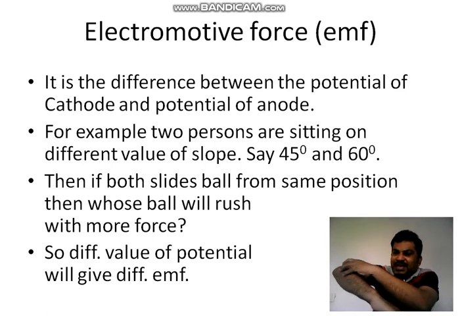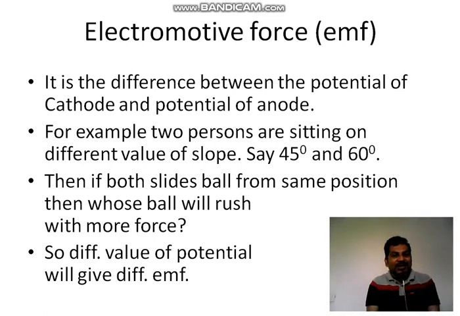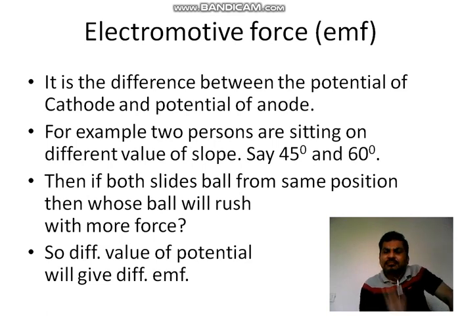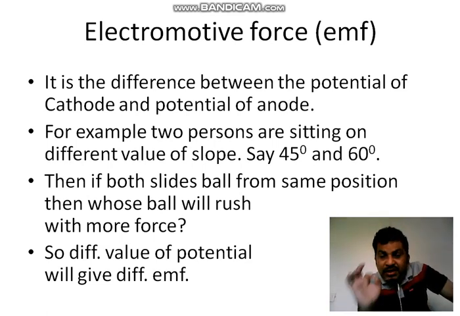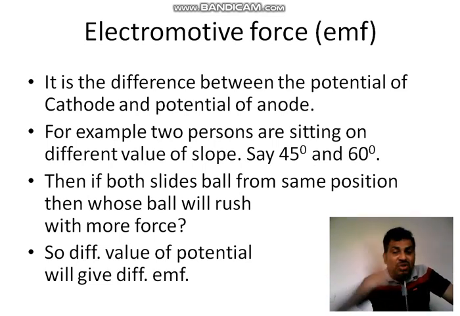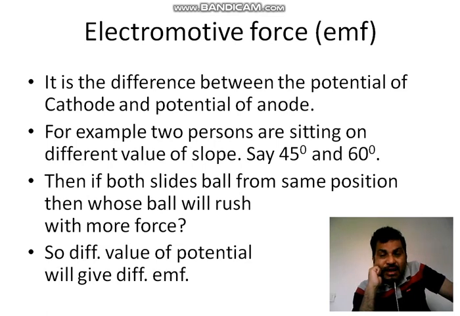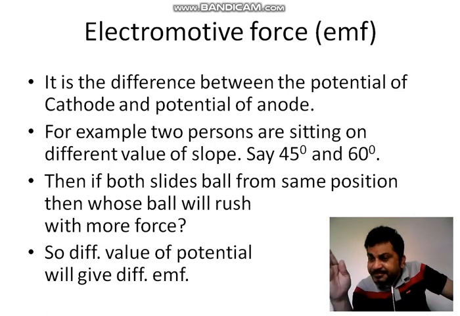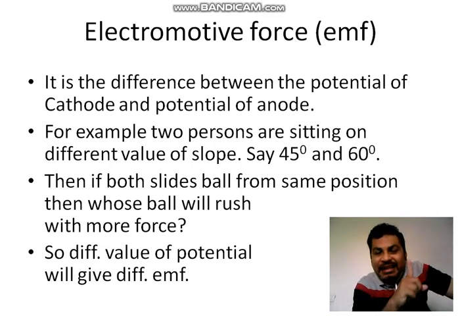From the same place, if they drop the ball, what will happen? What will give you more force when it comes down? Everyone say. Sir, it is 60 degrees, because 60 degrees is the higher slope, and that's why the force will be more. Yes, you understand? The positions are the same but the slopes have different degrees of incline, so the force will be different. Same thing here: if the anode and cathode have different values, a different amount of force will be produced, and that is known as EMF.